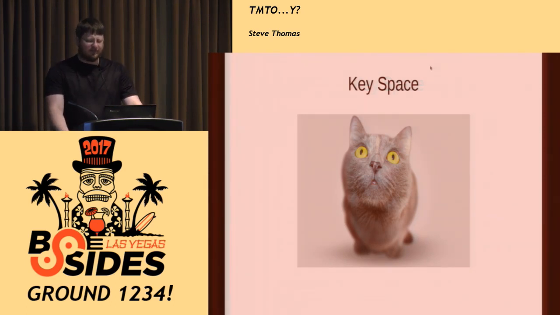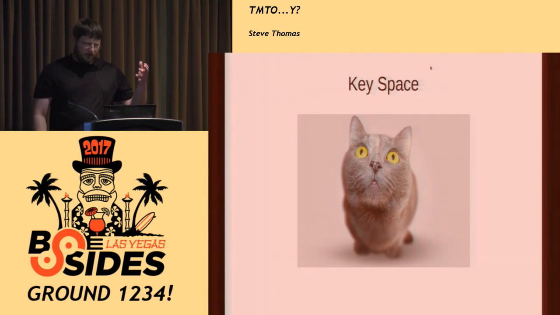So, key space. You have to have a fixed key space before you even start any of these, whether it's rainbow tables or hash tables. If you're trying to crack encryption like DES, your key space would be all the keys that are possible, so 2 to 56.